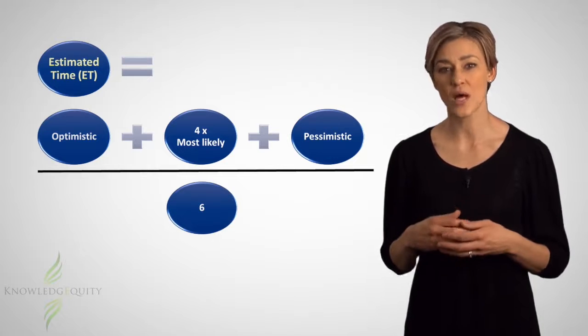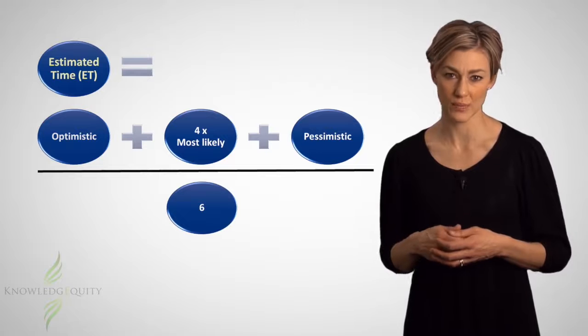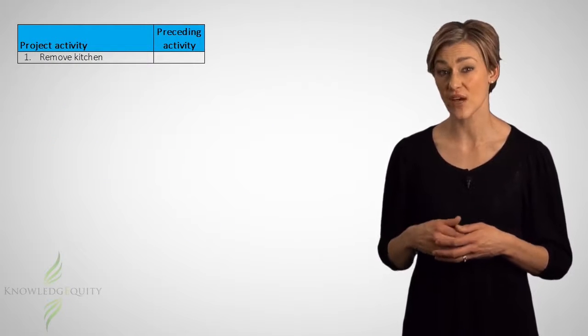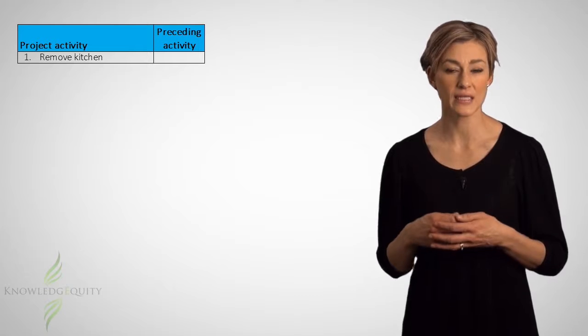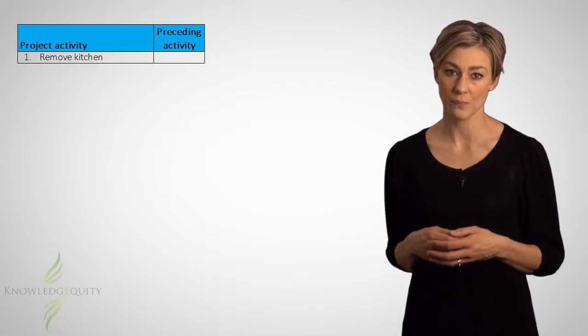The reason we multiply the most likely time by 4 is to give it the right amount of weighting based on probabilities. So using the information we have for our small renovation, we can start by calculating the estimated time for activity 1, which is removing the kitchen.